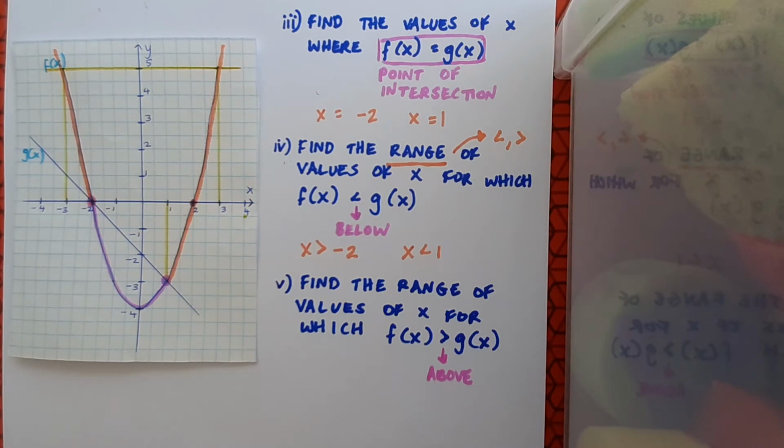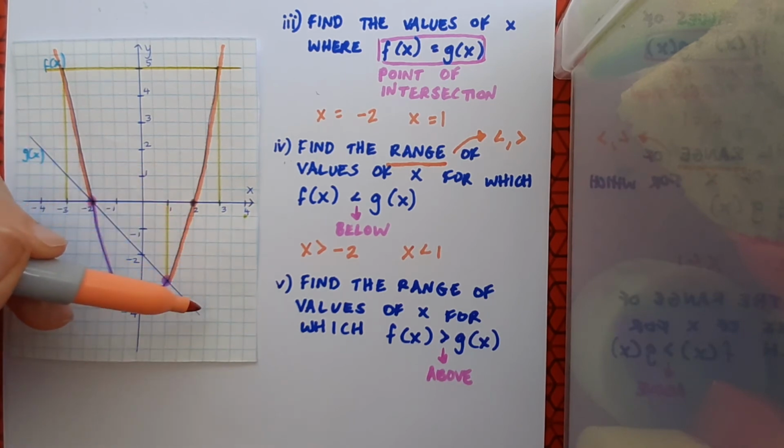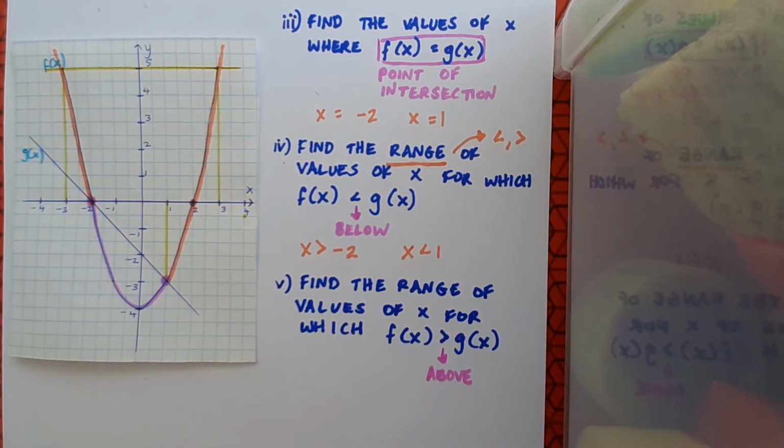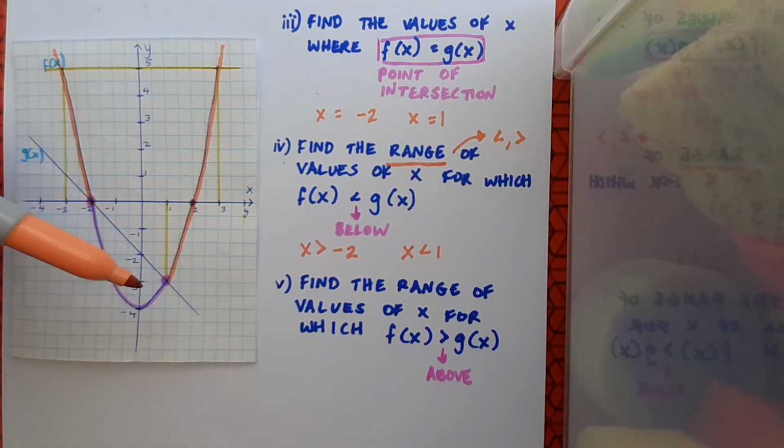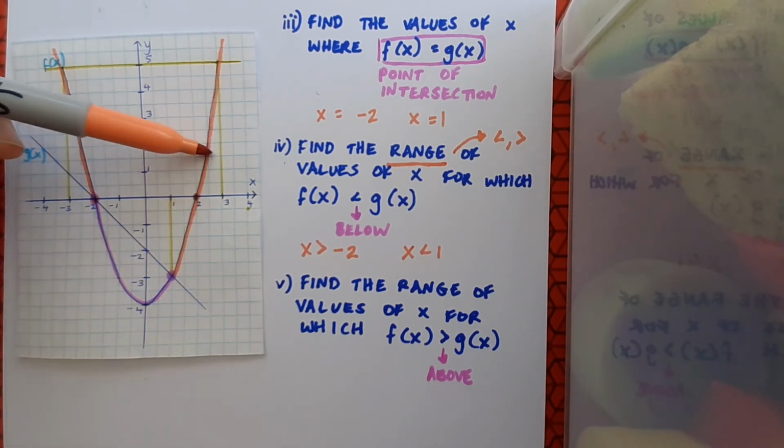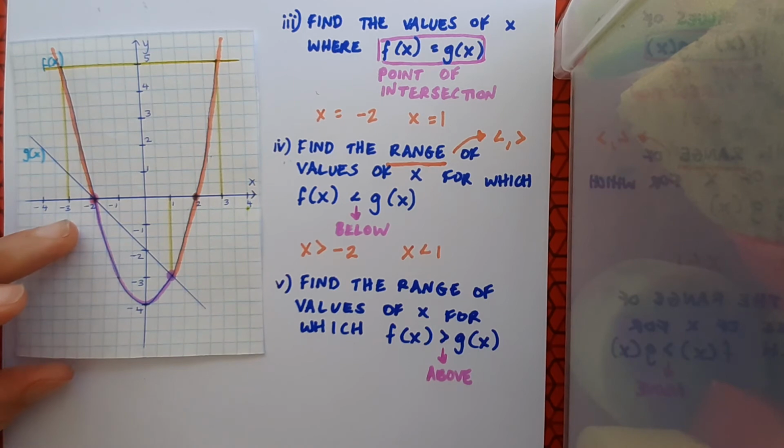So I've highlighted in orange the parts of f of x that are above g of x, and you can see that if you were on any of these orange parts of f of x and looked down, you'd be able to see the g of x line below you. So I'm definitely above the line, above g of x. Okay, so actually the values where this stops and finishes are the exact same as for part 4 of the question. So from minus 2 back this way, I'm above g of x, and from 1 going in this direction, I'm above g of x.